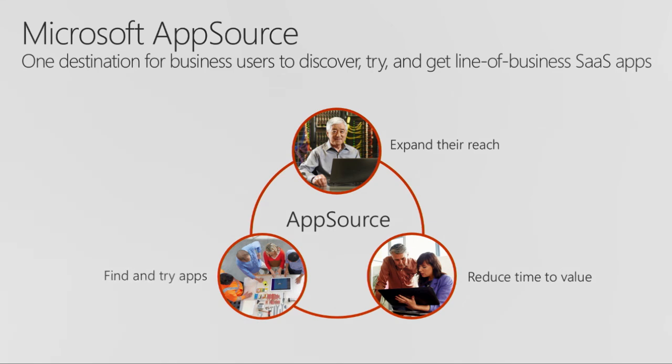So then, just to wrap it up, AppSource helps business users find and try apps, ISVs to expand their reach, to make sure that the apps that they develop can reach more customers, customers can find them more easily, and then the implementation partners really help the organizations to look at their requirements, help find and assist with finding the right app, and then eventually help reduce time to value.